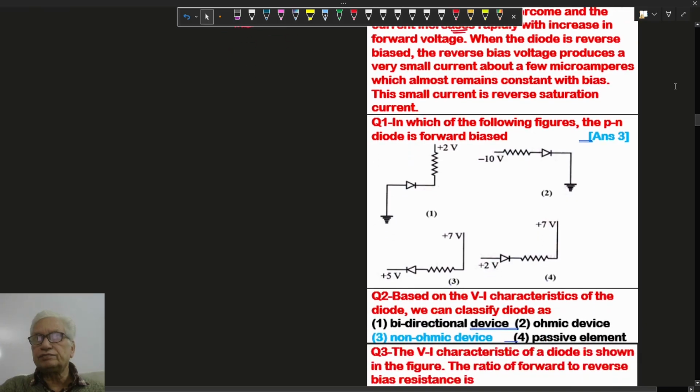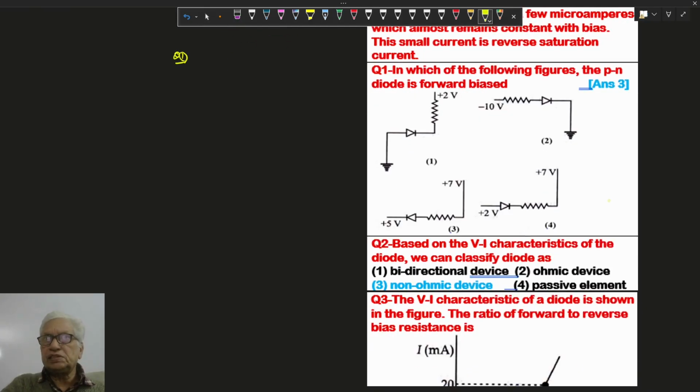Now question 1: forward biasing means the P region voltage is more than the N region voltage. Whether it is positive or negative doesn't matter, but the P region voltage must be more than the N region voltage, and it is true for the third case. Anode or P region voltage is plus 7 volt and the N region is plus 5. So option 3 is correct. Only this is the forward biasing case; the other cases are reverse biased. So 1, 2, 4 are reverse bias, only the third case is forward bias.